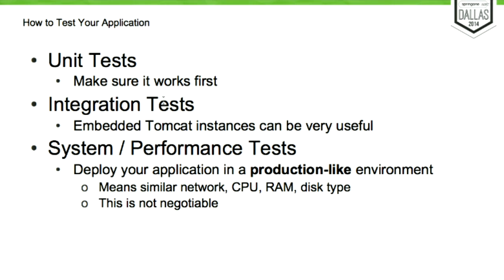Once you have a fairly stable product, that's when you start looking at doing some system or performance tests. The key to this is that you want to make sure you try to match your performance environment with your production environment. If you do a performance test on a system that has half the CPU and half the RAM, it doesn't really mean anything because you don't necessarily know it's going to scale linearly when you go to your production system. So you want to try to get the two as close to the same as possible.